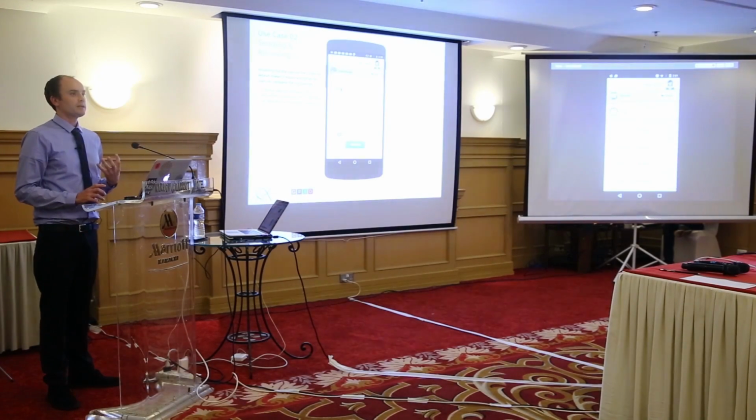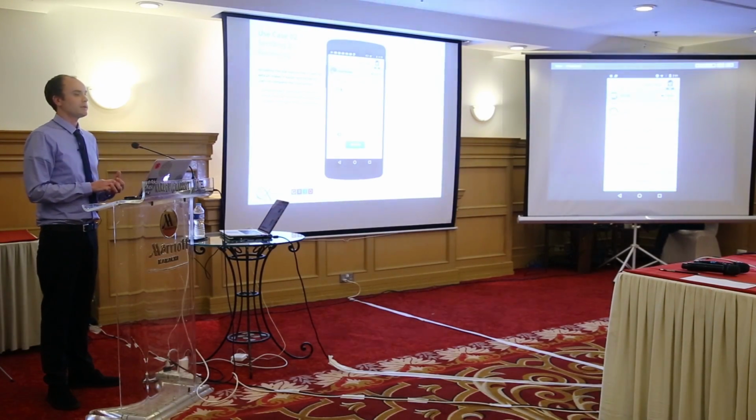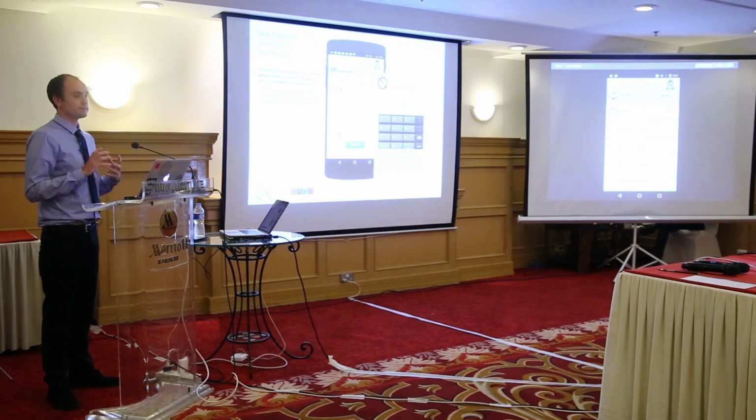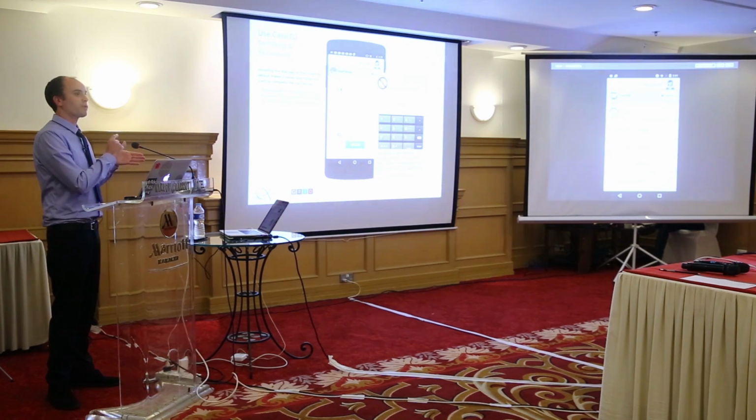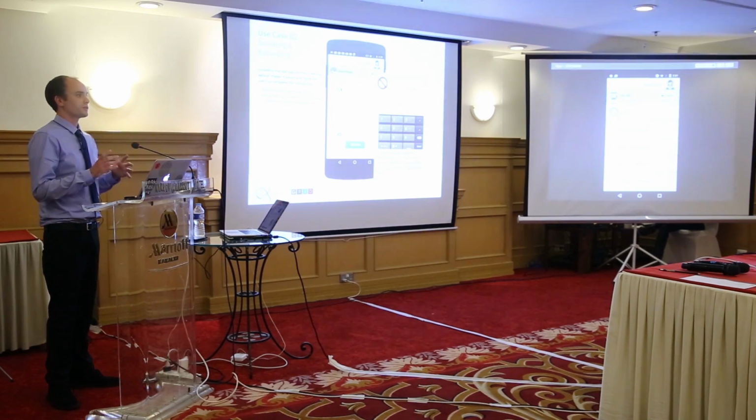Including the dial pad anytime someone needs to enter a number is something we found that just makes the whole process faster and easier. In another version of our prototype, a user had to press the number field to open the native Android keyboard. But in this prototype, that keyboard is built into the screen. And in our final concept, we're taking the approach of building it into the screen as much as possible.